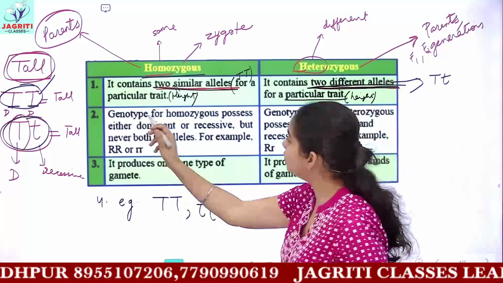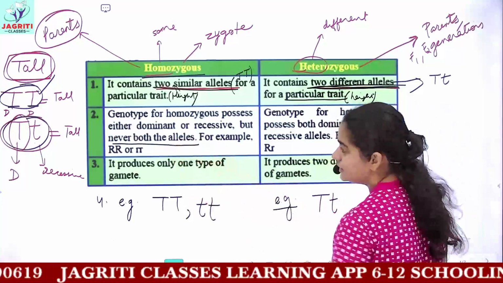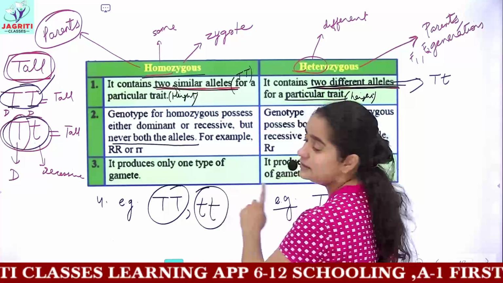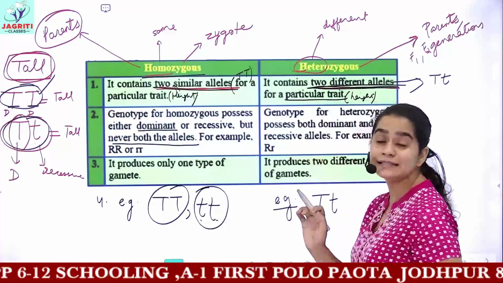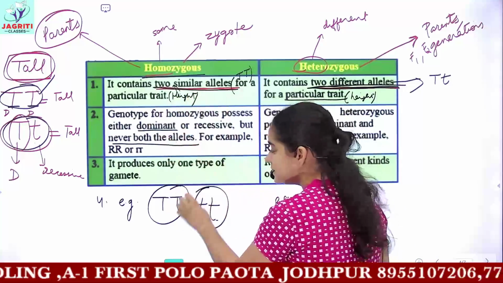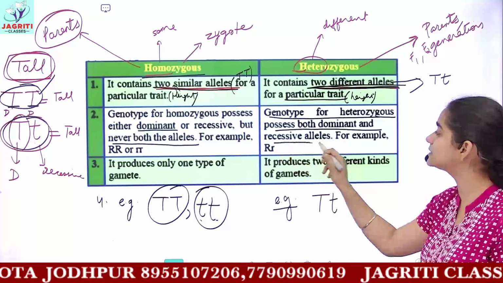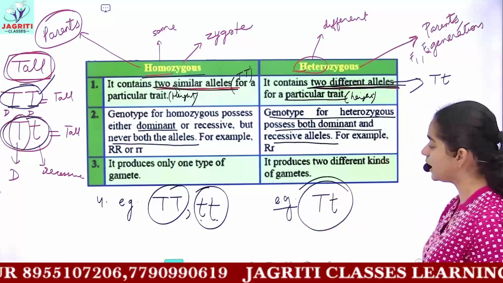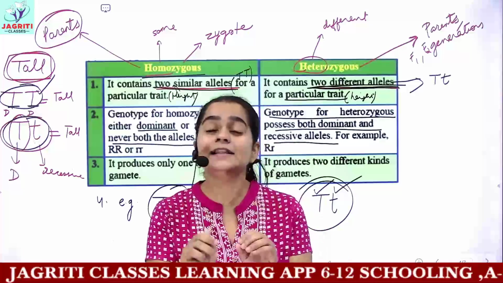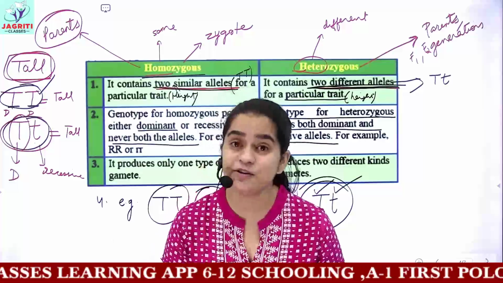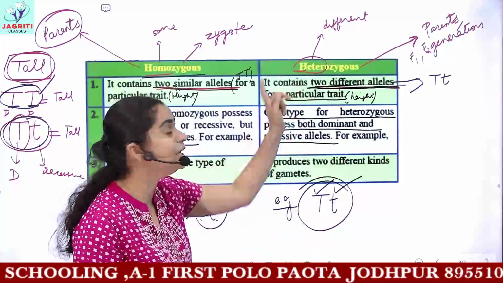Then moving on to the next, the genotype for homozygous possesses either dominant or recessive, but never both the alleles. Here also an example is given, and in our example we can see that genotype means the alleles. So the alleles may be dominant. It is written that both the alleles should be dominant or both the alleles should be recessive, but never both dominant and recessive alleles present in the same manner. But in heterozygous, the genotype has both dominant and recessive alleles. Heterozygous condition means in the genotype you have the dominant allele and you have the recessive allele. Whereas in homozygous you have the same allele. Either both the alleles will be dominant or both the alleles will be recessive. You cannot have a mixture of both. If dominant and recessive are present, then they would be heterozygous.